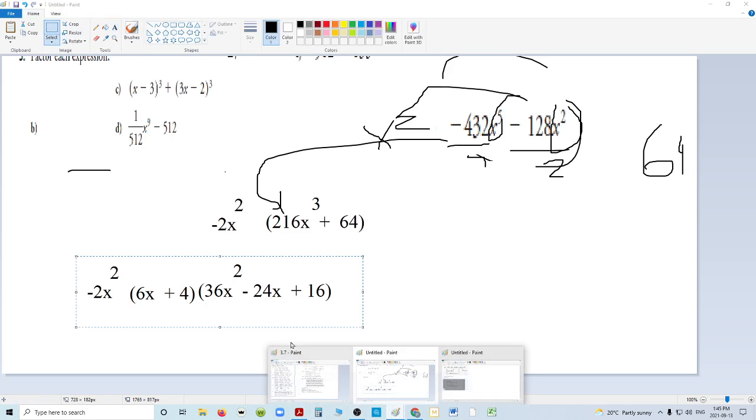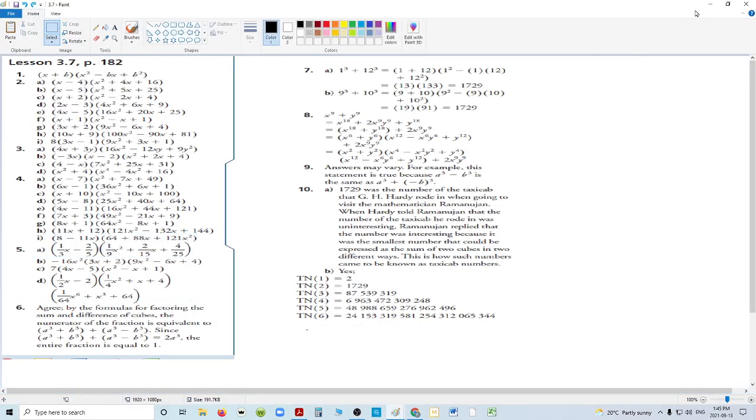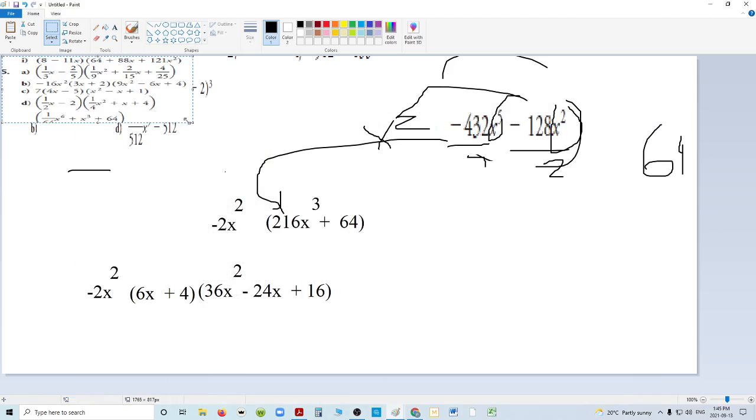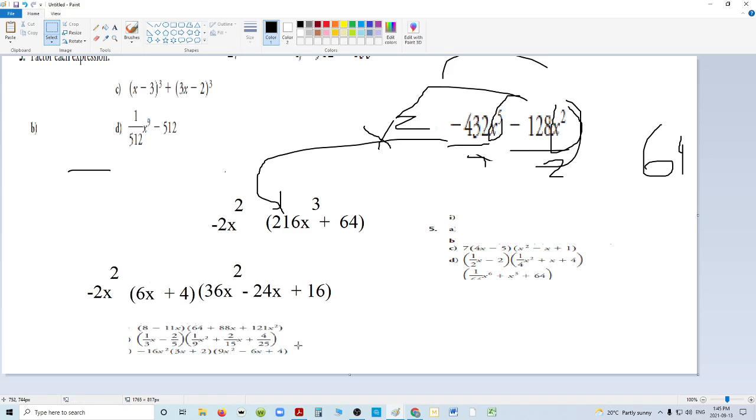Now you can always go and check and say, did I get it? And let me just see if I got it here. And according to me, it is this one, right? Get rid of that fraction.